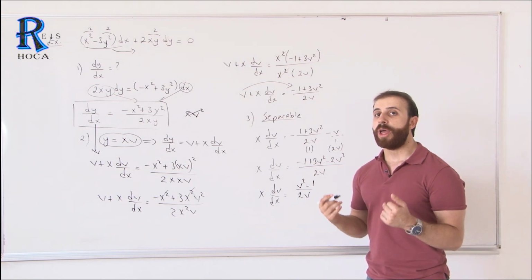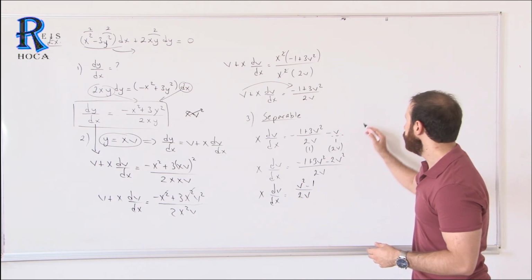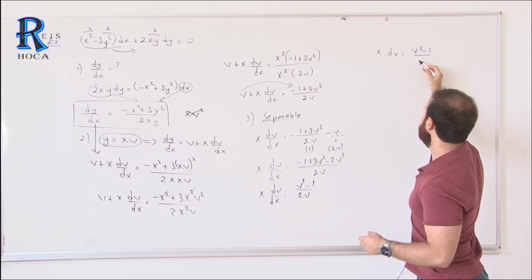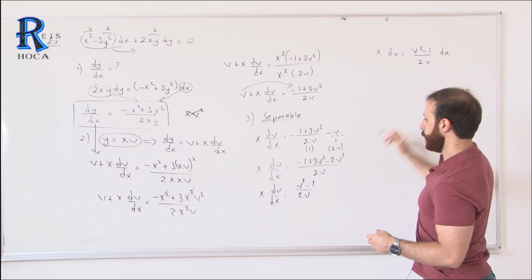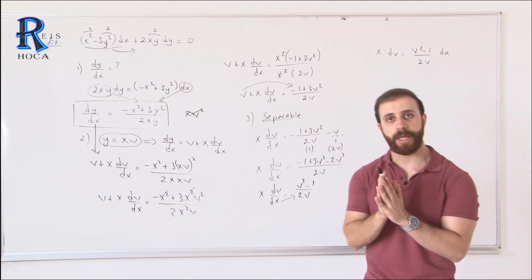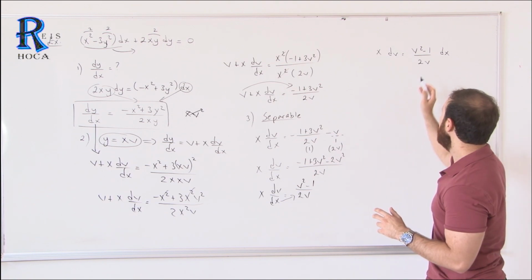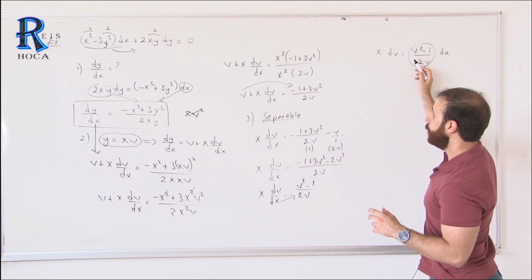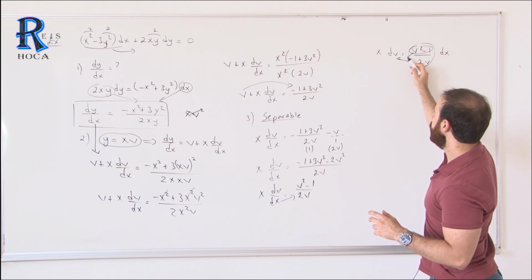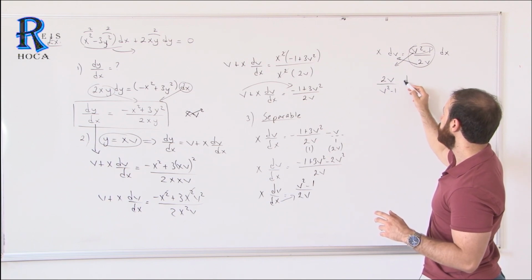So what we say, in front of dv there must be a term of v. Let's send this dx to the other side: x dv equals v square minus 1 over 2v dx. I sent this x. We know that in front of dx there must be x, and in front of dv there must be a term of v. So let's send this term of v to the left side. That is 2v, and v square minus 1 like that. It will be 2v over v square minus 1 dv.